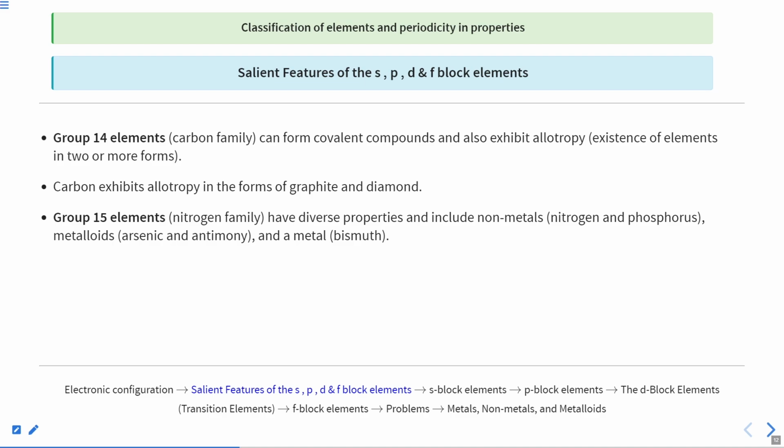Talking about the group 15 elements, they have diverse properties and include non-metals like nitrogen and phosphorus, metalloids like arsenic and antimony, and a metal that is bismuth. So they have very diverse properties, starting from non-metals, going to metalloids, up till bismuth, which is a metal. Clear?